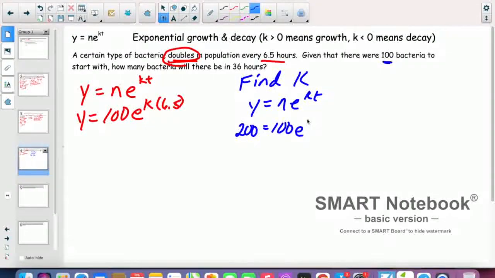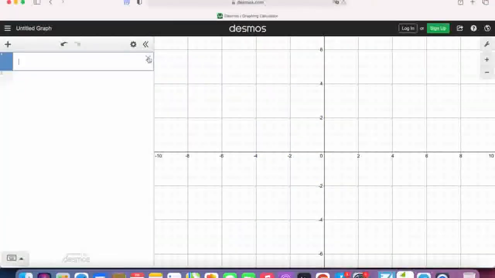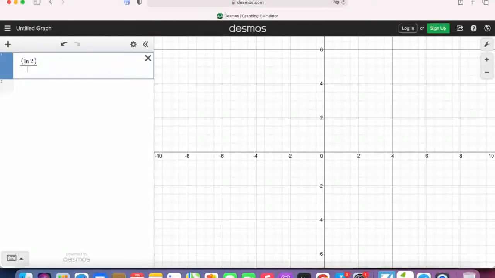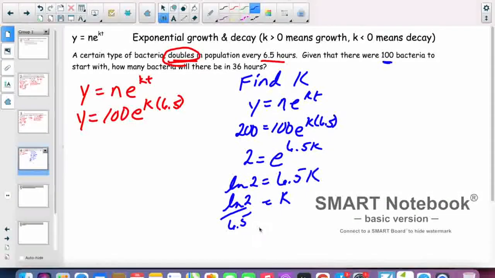The e is the exponential. I don't know what k is, but I know that t is 6.5. So if I divide by 100, 2 equals e to the 6.5k. To get rid of the e, I put a natural log in front. So I've got natural log of 2 equals 6.5k, and I can divide by 6.5. So k is equal to natural log of 2 over 6.5. I go to Desmos, and I put in natural log of 2 divided by 6.5. That gives me 0.1066. I'm going to round, so that would be 0.107. And if they don't tell you how much to round by or what decimal to round it to, always do 3 decimal places. So k is 0.107.